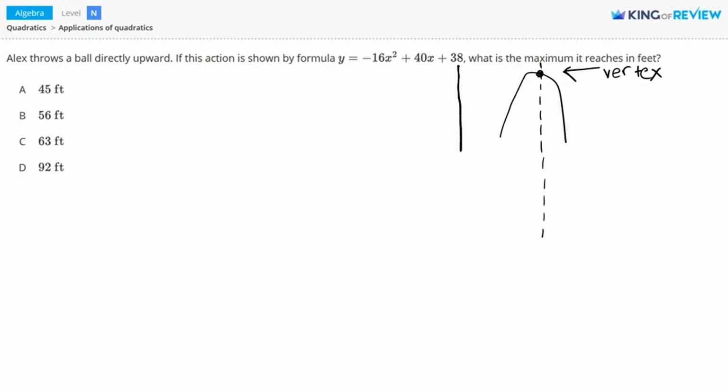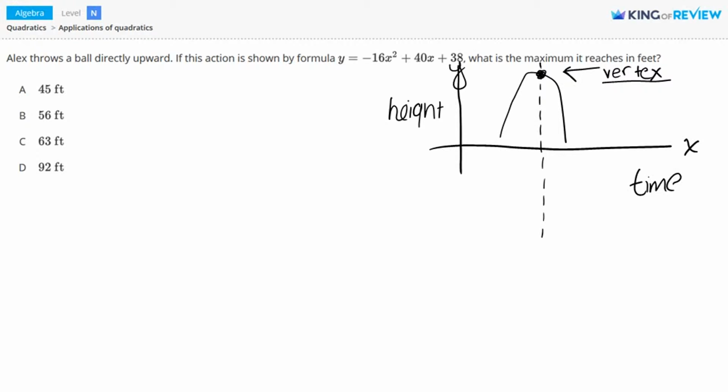Now, if we were to plot this parabola on a coordinate plane, we have our x-axis and our y-axis. The y-axis represents the height of the ball, and the x-axis could represent time. What is the uppermost point of this parabola? Well, that's right here at the vertex. The vertex is the uppermost point, or the maximum, of this parabola.